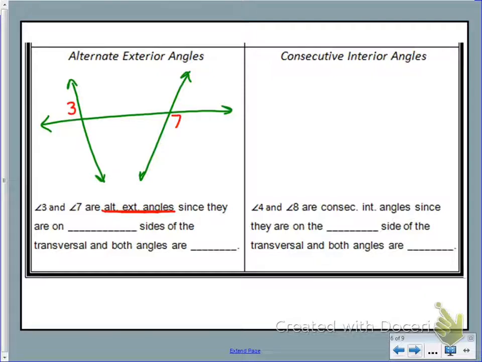Since they are on, again, alternating sides or different sides of the transversal, and both angles are exterior angles.